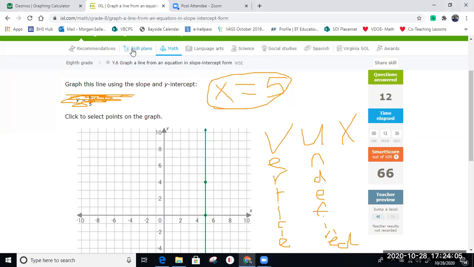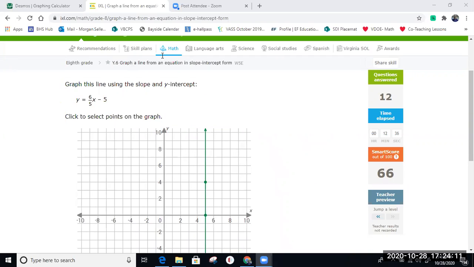So those are the two special cases when graphing. And then another thing I wanted to show you, again, ignore this. Let's say this was y equals negative 6/5 x minus 5. So I'm going to ignore this. Let me get rid of this.